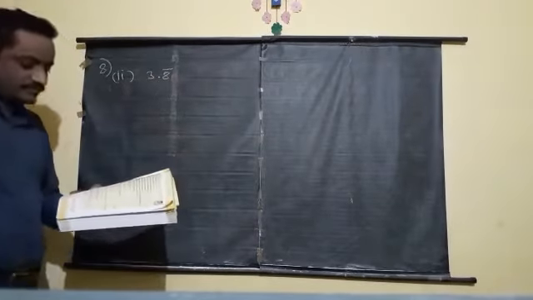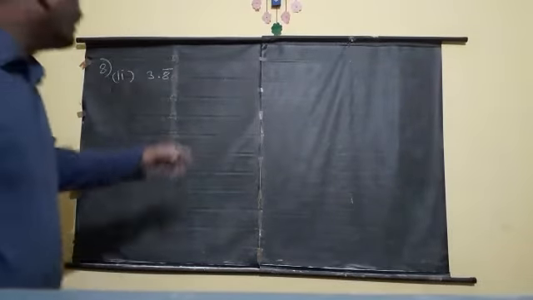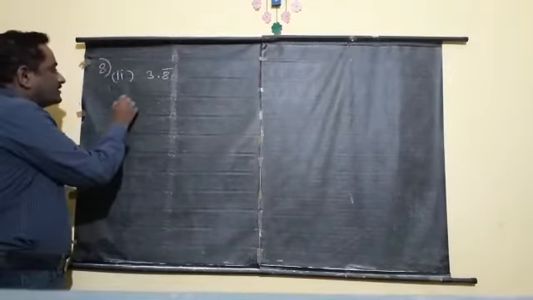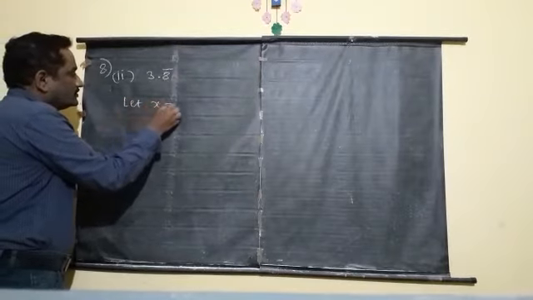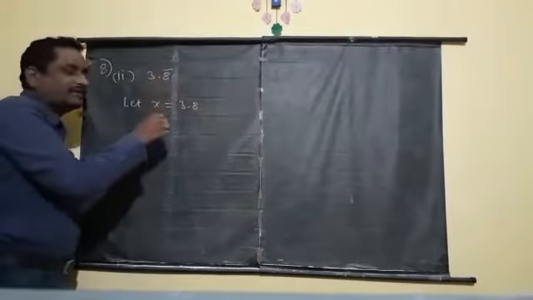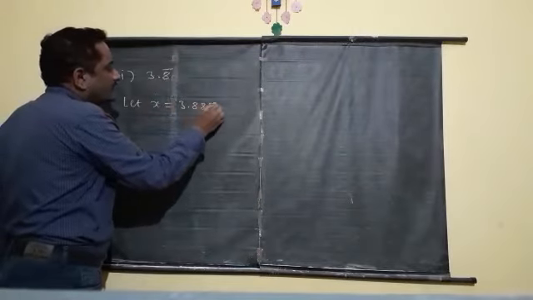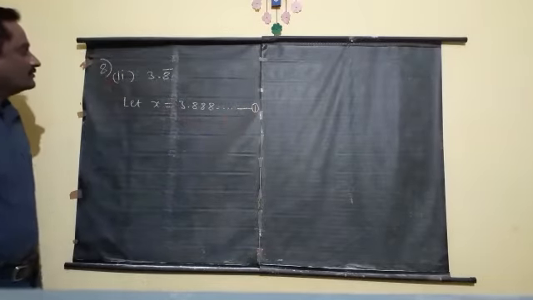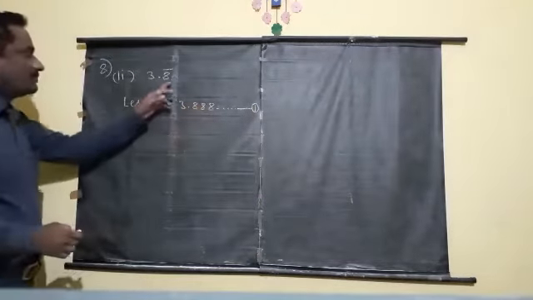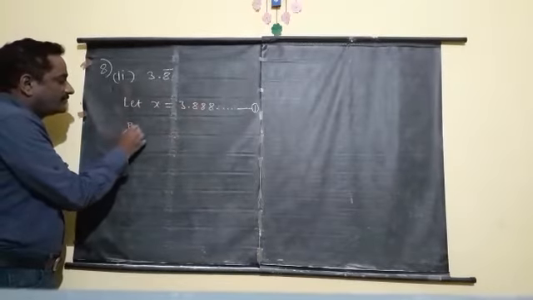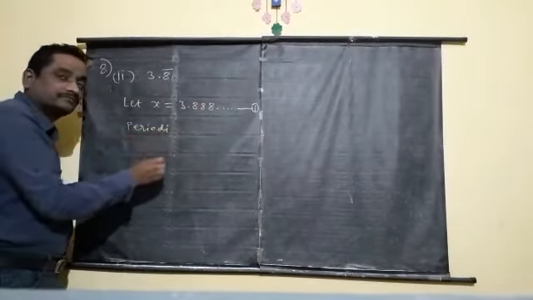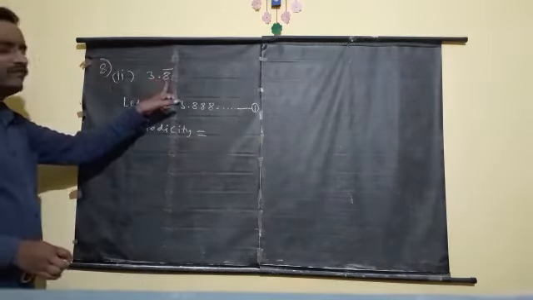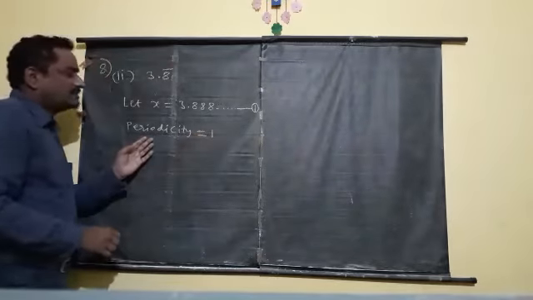3.8 bar. This decimal we have to convert into p by q form, fraction form. So given problem, let x be equal to 3.8 bar, which means every time 8 is repeating. This is equation number 1. See here, periodicity is equal to 1. We have to write periodicity: under the bar, how many digits are there? 1 digit is there. So 1 we have to write. Periodicity is equal to 1.